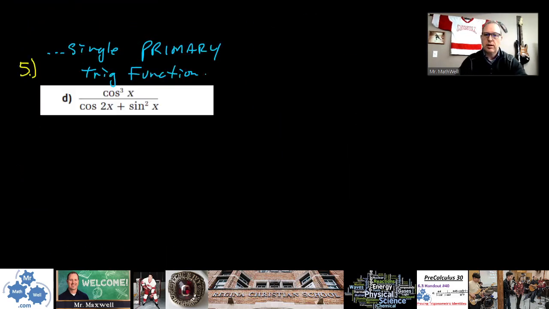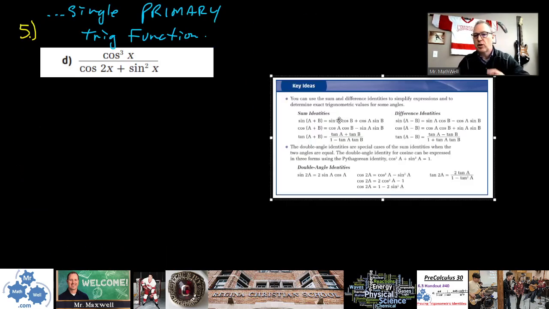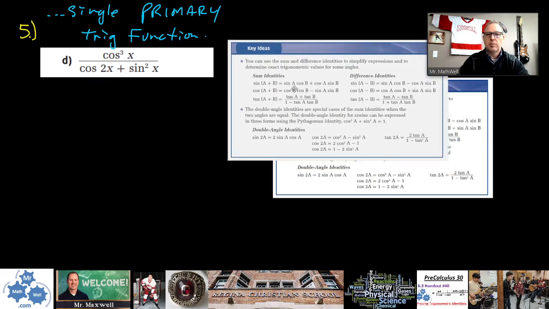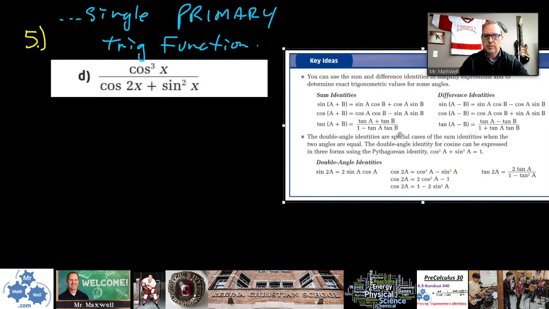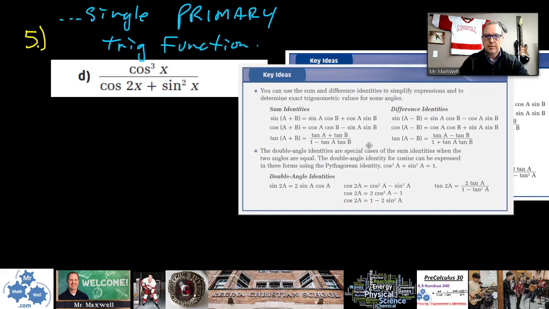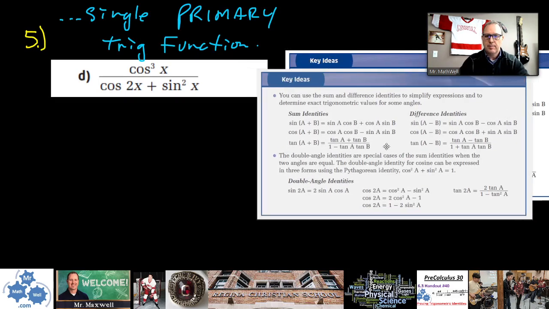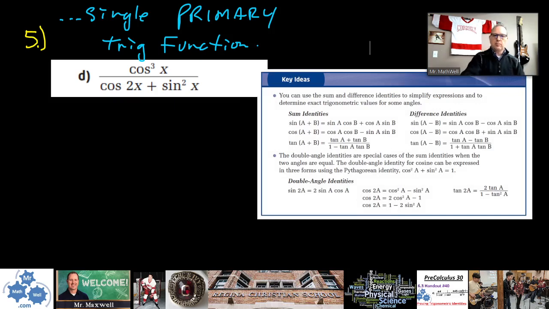Okay, let's bring our identities down here. You're going to want to have those handy, right? It's going to be pretty important here. So let's get back to 100% screen size. All right, key ideas right here. Beauty. Somewhere there. There we go. Okay, so I might need to use several trig identities here to manipulate this.